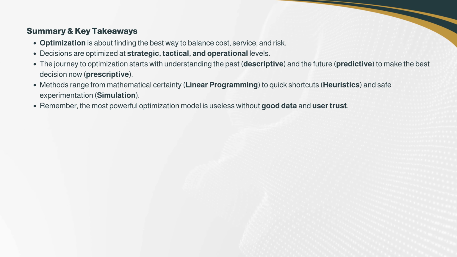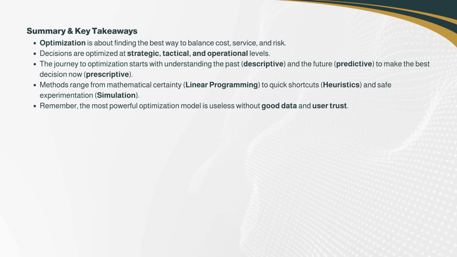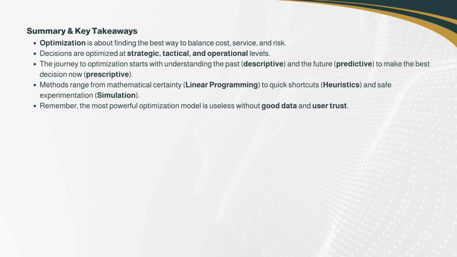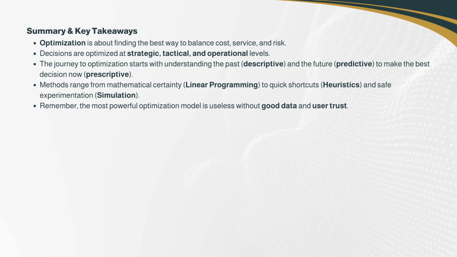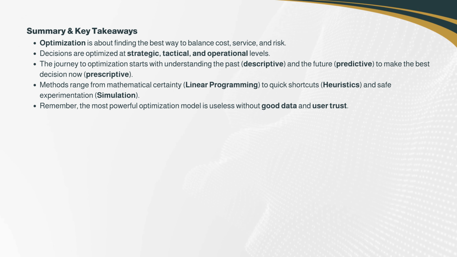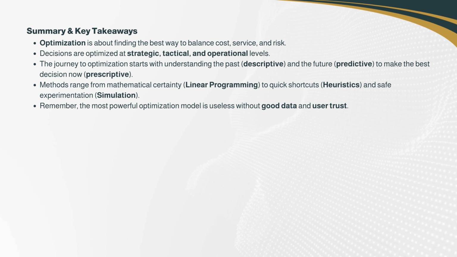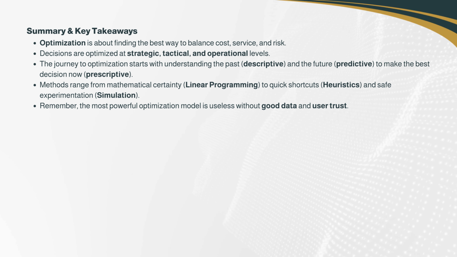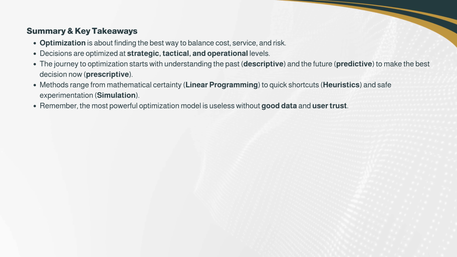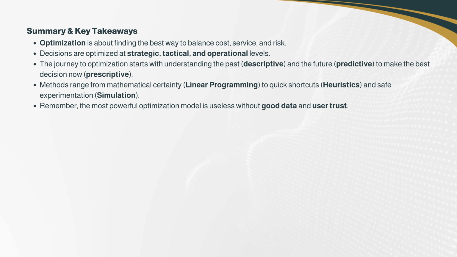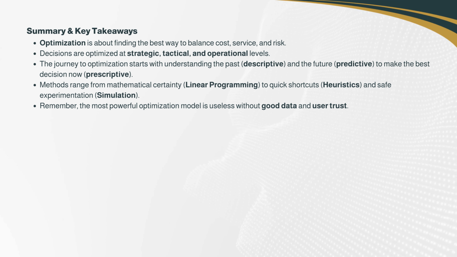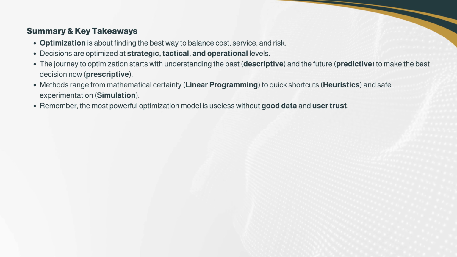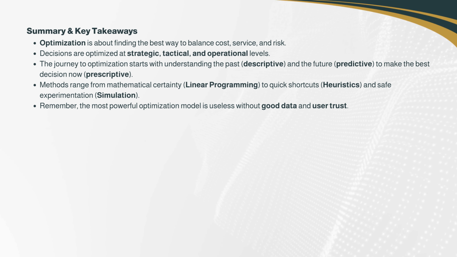Summary and key takeaways. Optimization is about finding the best way to balance cost, service, and risk. Decisions are optimized at strategic, tactical, and operational levels. The journey to optimization starts with understanding the past, descriptive, and the future, predictive, to make the best decision now, prescriptive. Methods range from mathematical certainty, linear programming, to quick shortcuts, heuristics, and safe experimentation, simulation. Remember, the most powerful optimization model is useless without good data and user trust.